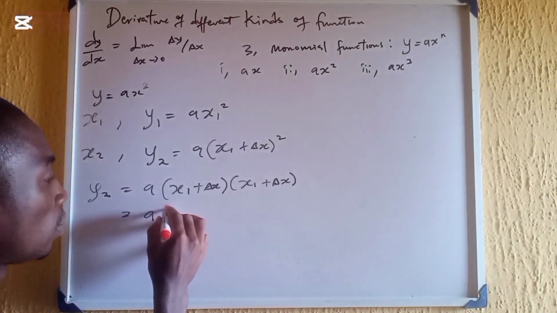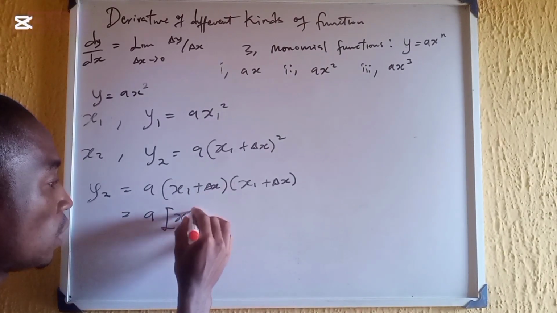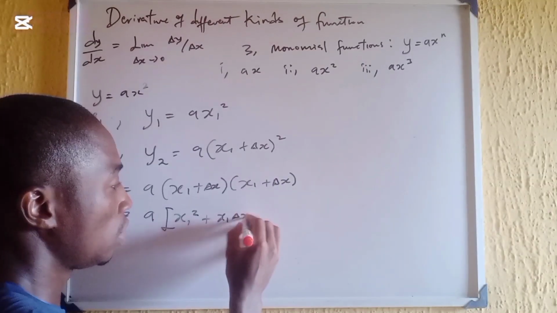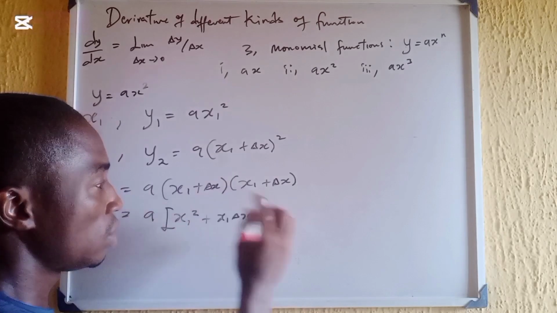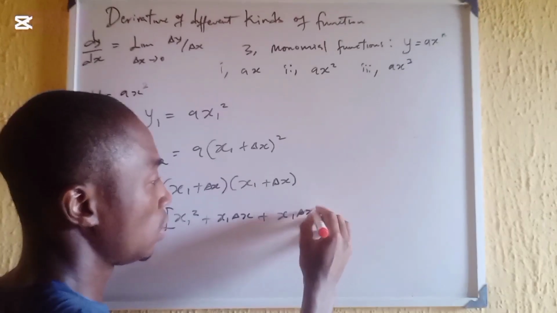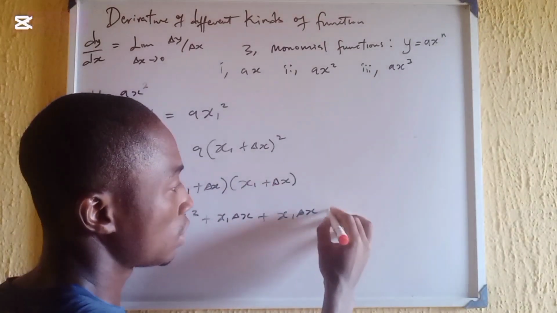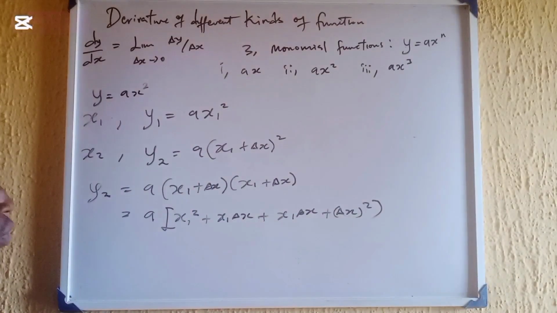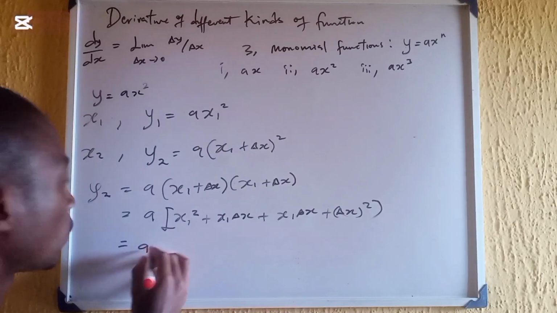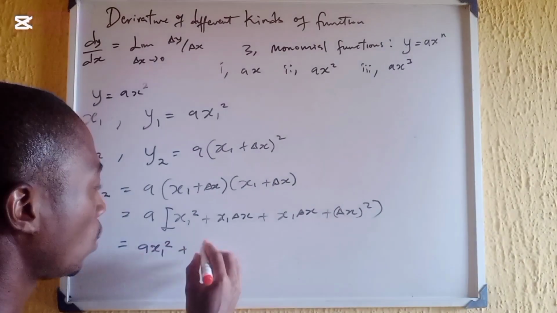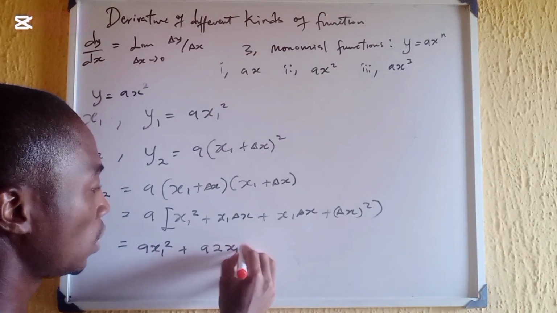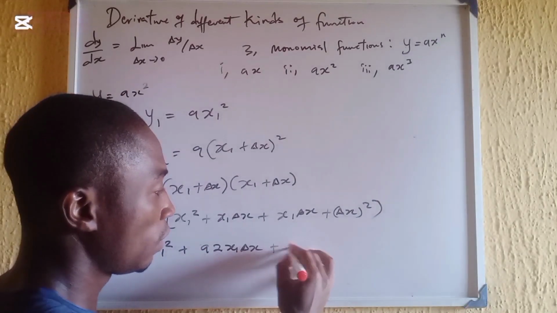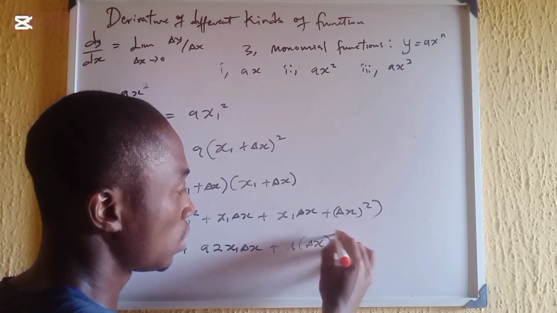We'll be having a, x1 times x1, that will be x1 squared. x1 times change in x, that will be x1 change in x. x1 times change in x, that will be x1 change in x. Change in x times change in x, that will be change in x squared. So what do we do? This gives us ax1 squared plus a2x1 change in x. Why do we have 2 here? This plus this. And for the next one, we're having a change in x squared.